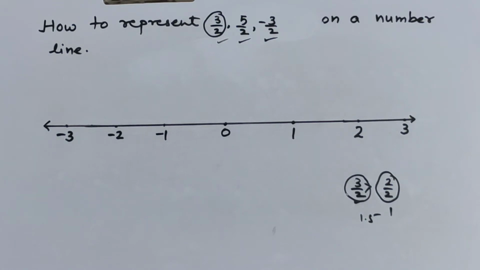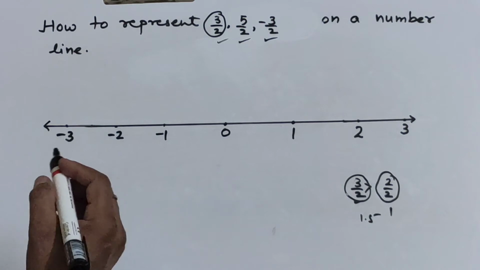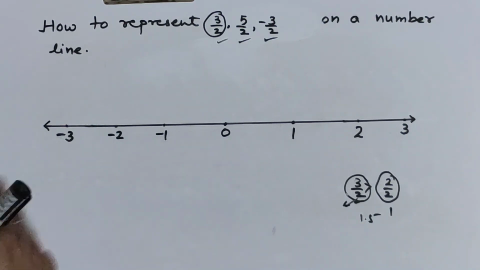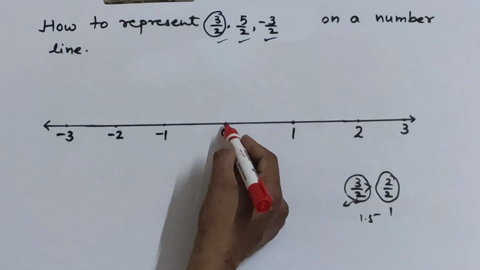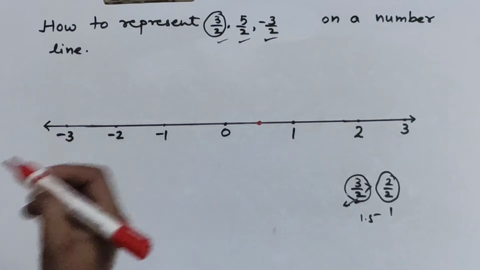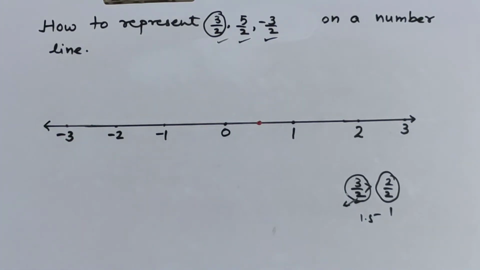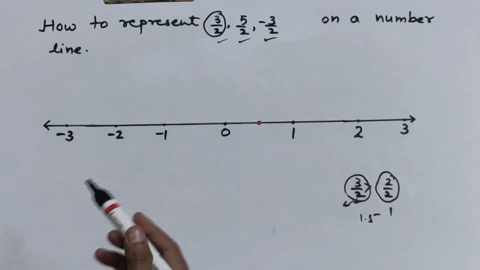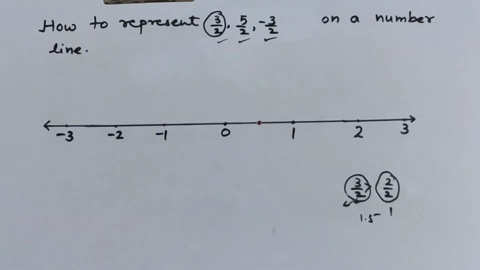So now what we are going to do over here, we are going to divide each unit distance in two parts. Okay, because the denominator tells us the number of parts. So we are going to divide each unit distance into two parts. So first, 0 to 1 we will divide in two parts. We will take one dot between 0 to 1, and this will divide it in two parts.